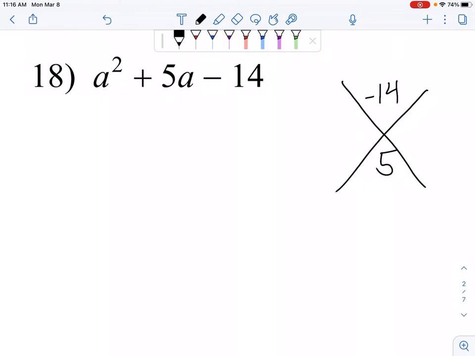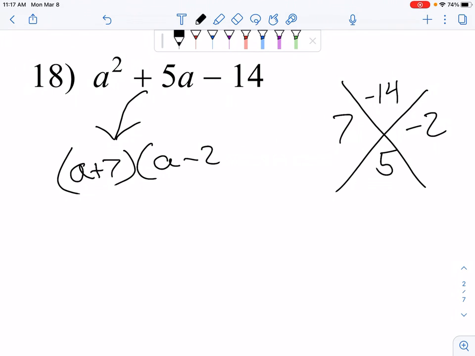So here I'm looking for what would multiply to make negative 14 and add to make positive 5. It's going to be a 7 times negative 2. 7 minus 2 is 5. 7 times negative 2 is negative 14. So we can rewrite this as a plus 7 times a minus 2. It means the same thing. It's the same value.